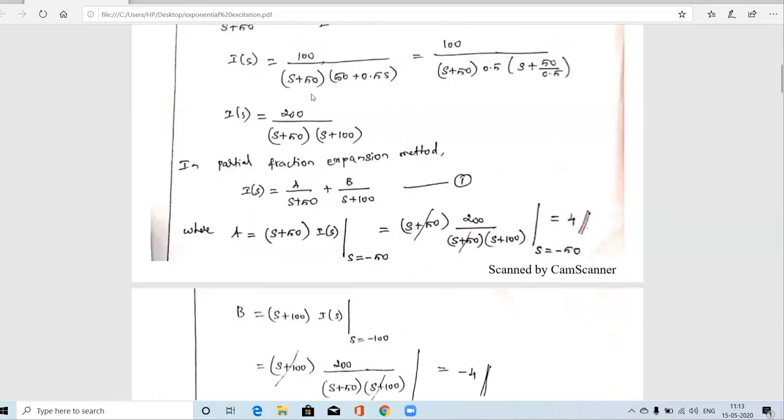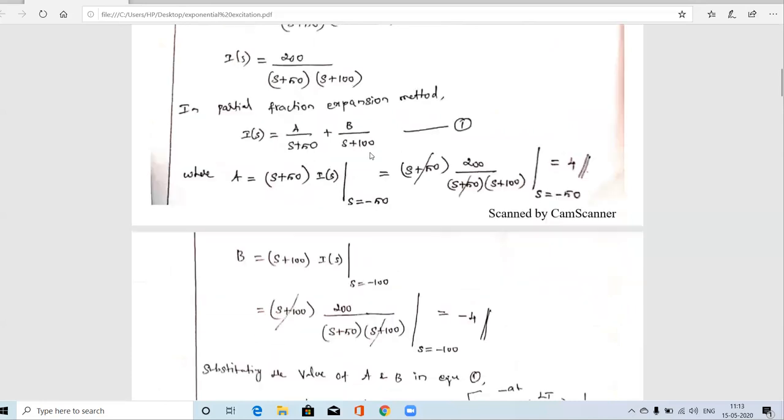Correct? Okay, so we will get it in this structure. Okay, so then we have to split this I of s equation as an addition of first order functions. In order to write this I of s using partial fraction expansion method, I of s can be written as a divided by s plus 50 plus b divided by s plus 100. Correct? So you have to take it as equation number 1. Here this a and b are said to be the partial fraction coefficients.